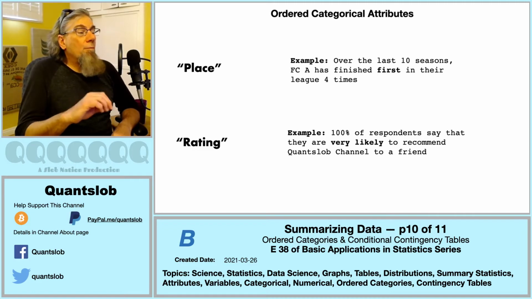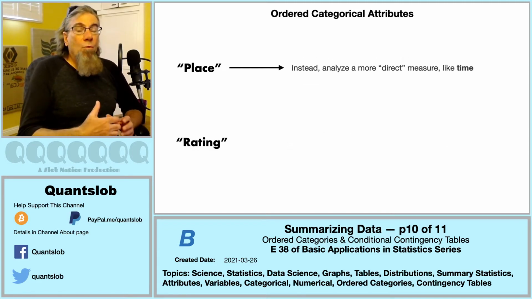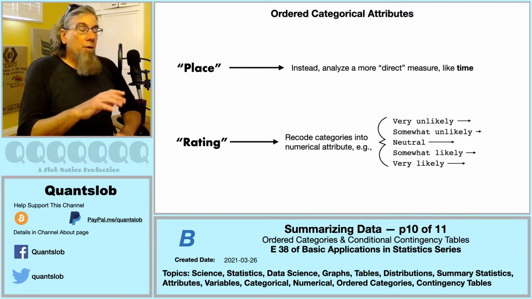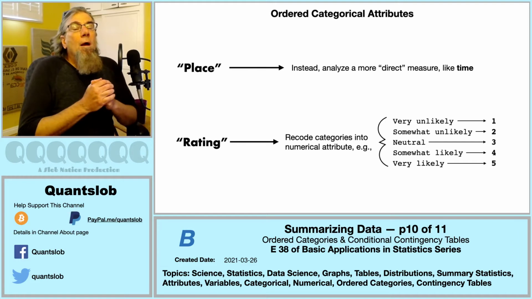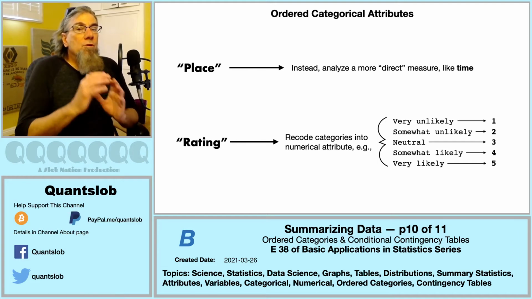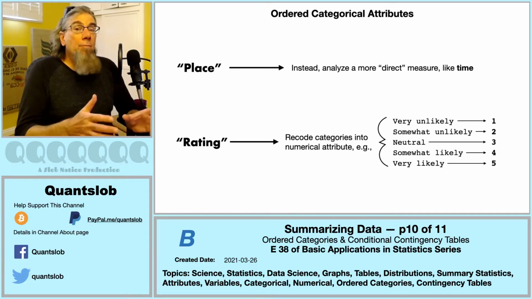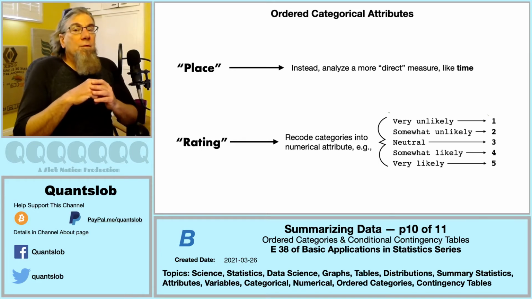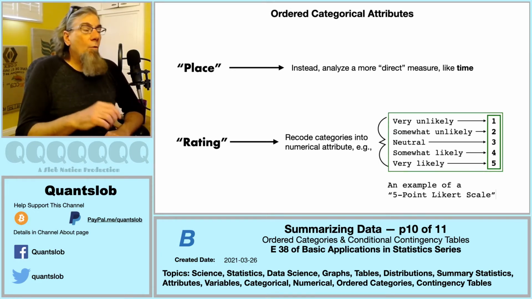But when we are performing more in-depth analytics, like for example, when our goal is to make predictions or forecasts, we often don't make use of ordered categorical variables. So instead of using an ordinal rank, like with a place attribute, we will most always prefer to use a direct measure, if it's available, certainly, like in a race, time to finish line, a numerical attribute. And with survey ratings, it is very common practice to recode the ordered categories into numbers.